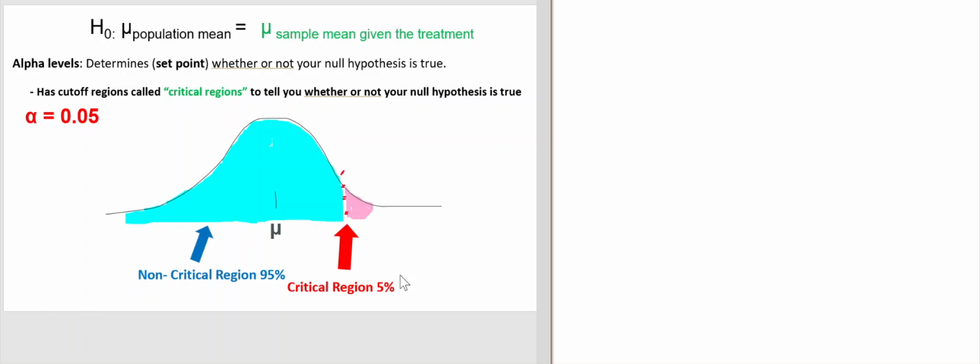And here they are together, non-critical and critical region. And if it passes this cutoff zone for a one-tail test, it's going to have this cutoff zone, and there's just going to be one concentrated area for a one-tail test. And I probably should mention this right here.